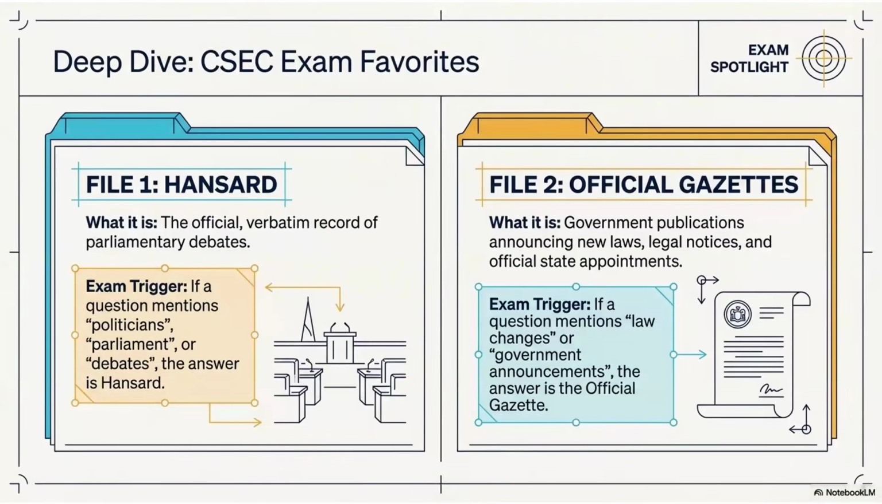Then you have the Hansard. The Hansard has verbatim records of parliamentary debates. Verbatim means word for word. So they have verbatim records of parliamentary debates. And an official gazette is like a newspaper published by the government, and it announces new laws and legislation and stuff like that.